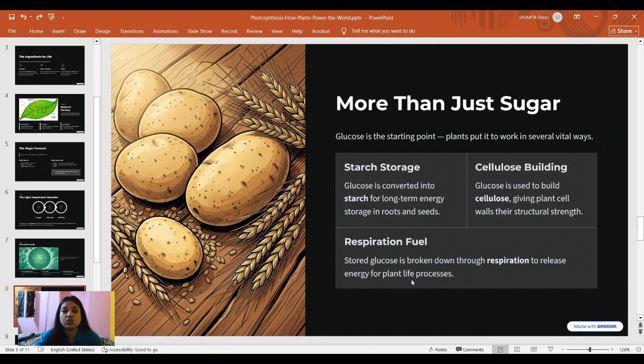Then cellulose building. Glucose is used to build cellulose, giving the plant cell walls their structural strength. Then the respiration fuel. Stored glucose is broken down through respiration to release energy for plant processes.